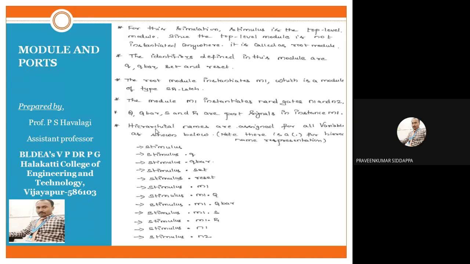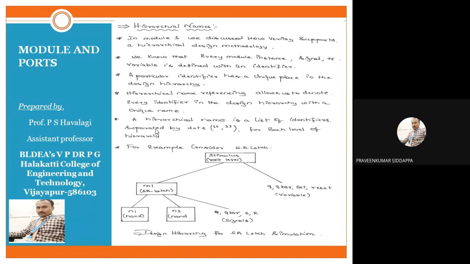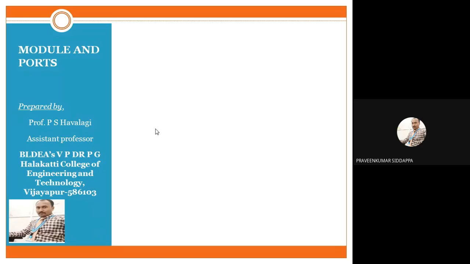By using these hierarchical names you can draw the flowchart, and the reverse we will also get. So this is what we call hierarchical names. Yes, your model 2 is completed. In the next class we will discuss model 3. Thank you.